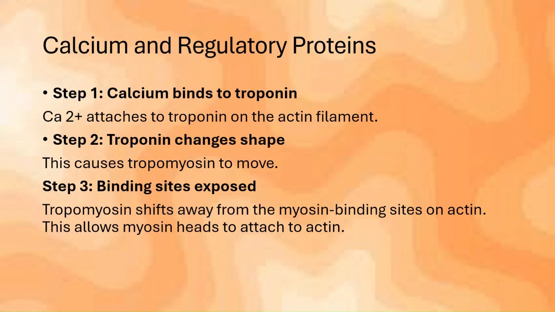The calcium ions, which are now released, attach to the troponin of the actin filament, and this causes the tropomyosin to move. Tropomyosin shifts away from the myosin binding sites on the actin, and this allows myosin heads to attach to actin.